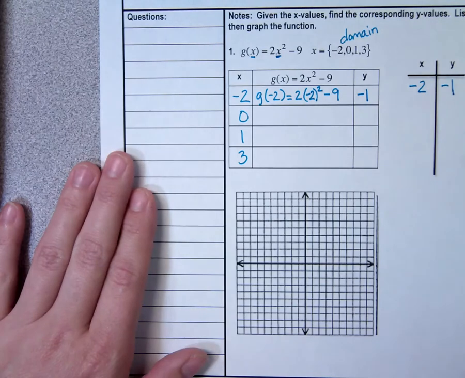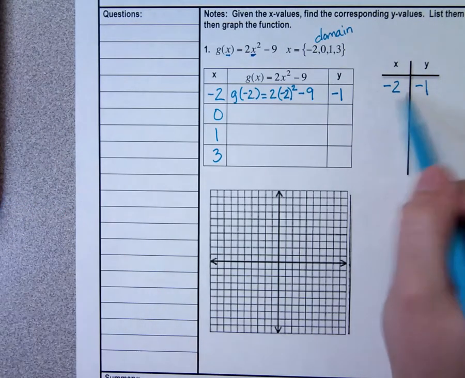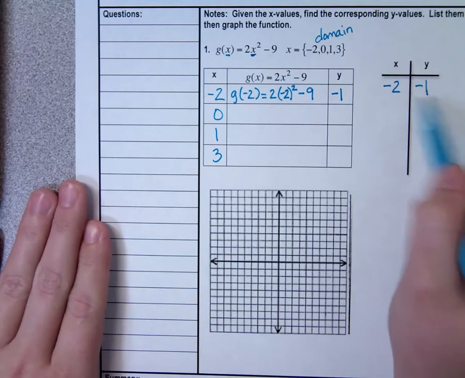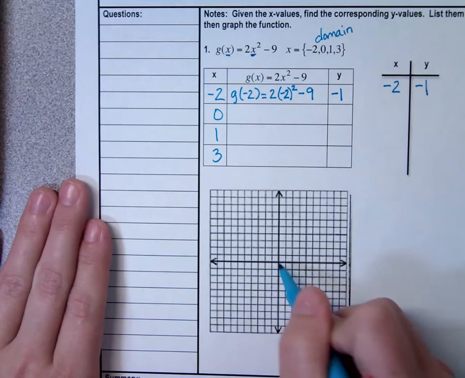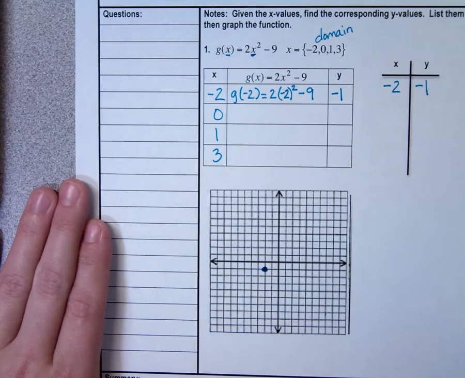Okay, so -2, -1 is the first ordered pair that I got, so I'm going to write that down in my table. And then I'm going to go ahead and plot it too. So remember, the x-coordinates, what you do left and right, the y-coordinates, what you do up and down. So I'm going to go left 2, down 1, and there's my point, -2, -1.